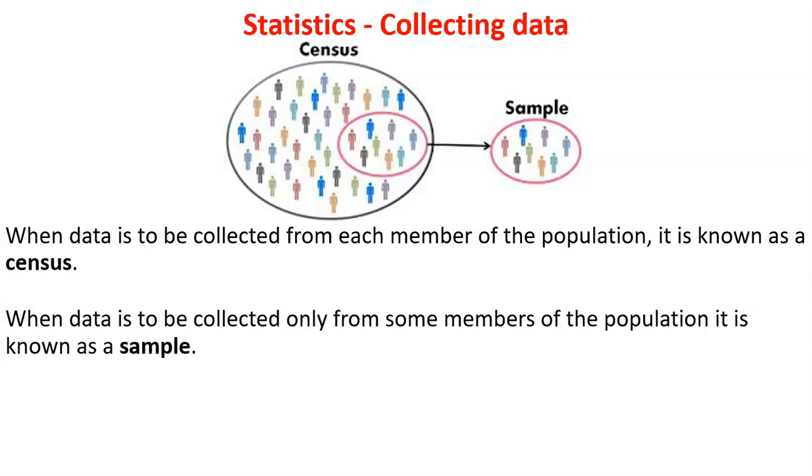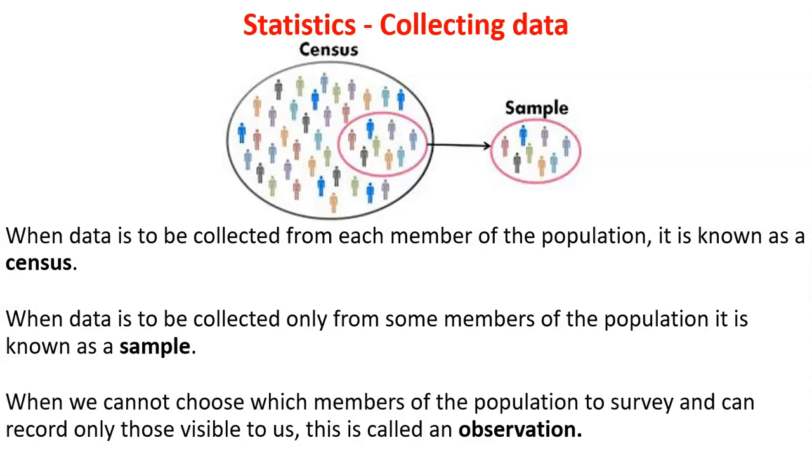When data is to be collected from some members of the population, it is known as a sample. So we might want to do a survey at school, and if we surveyed the whole school, that would be called a census. If we surveyed maybe just the year 7s, that would be a sample. Or maybe we could survey just the girls, for example. That would also be a sample.